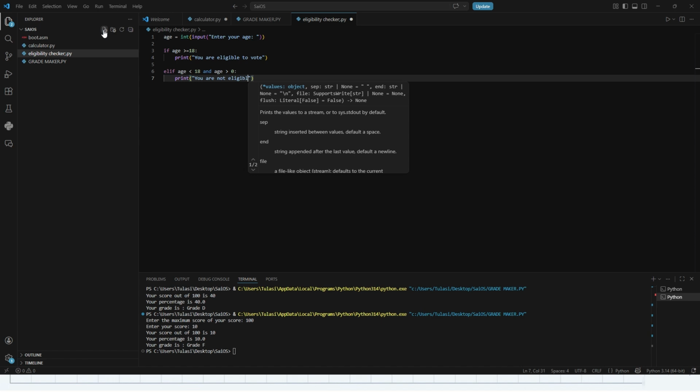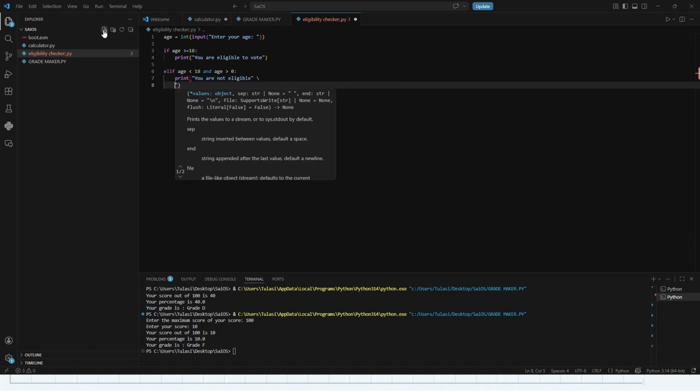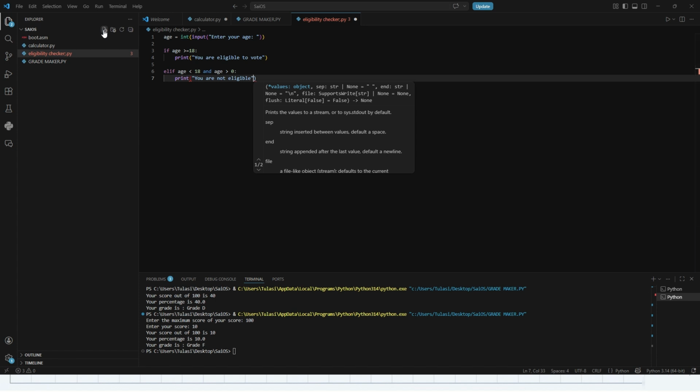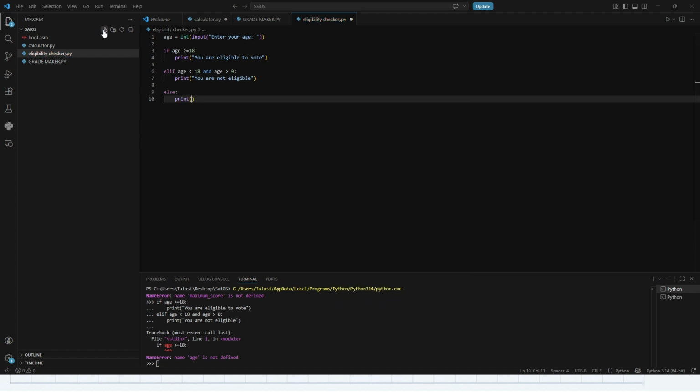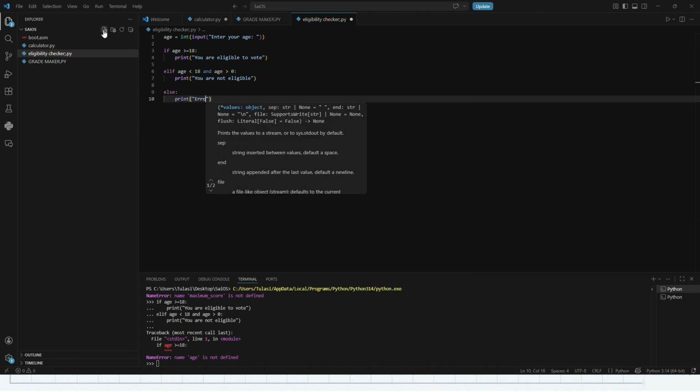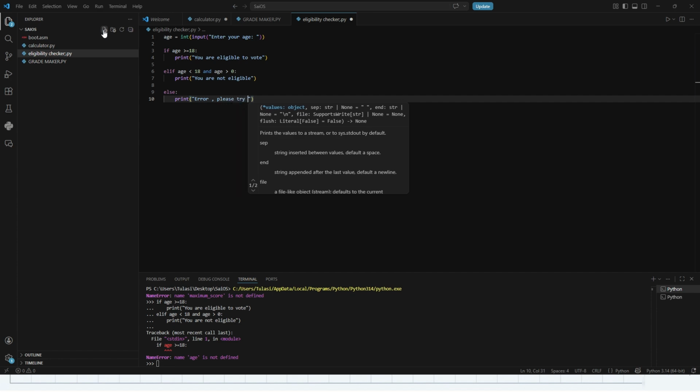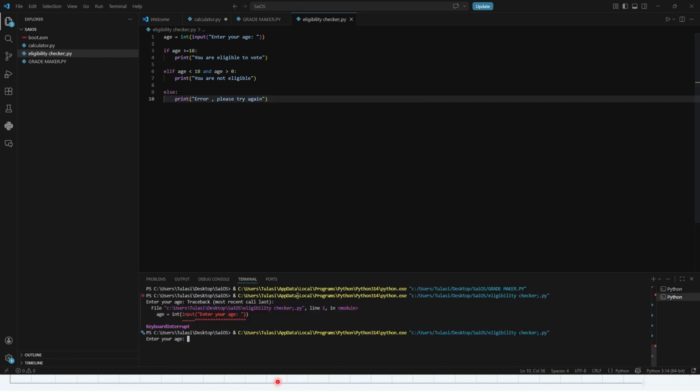because if they give some wrong age, we cannot do anything, right? So now again else print error. Please try again. Now we have completed. Let's execute it.